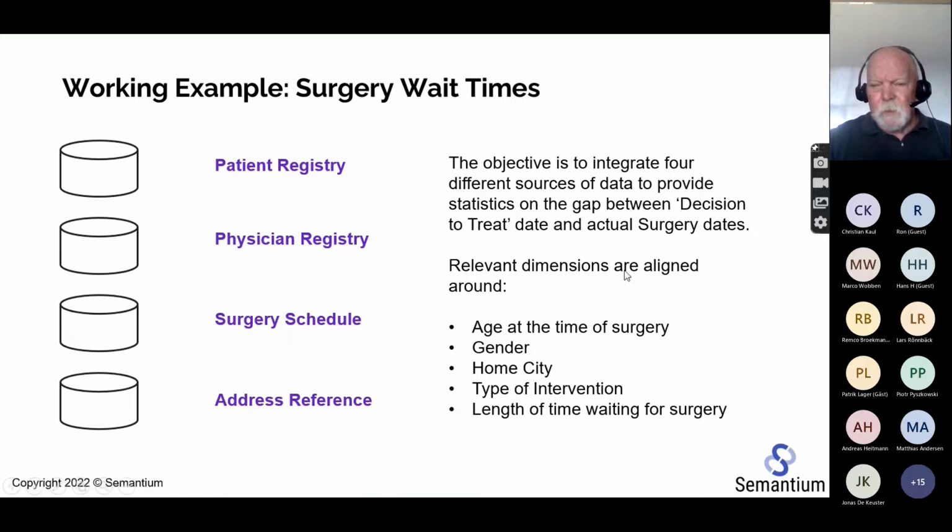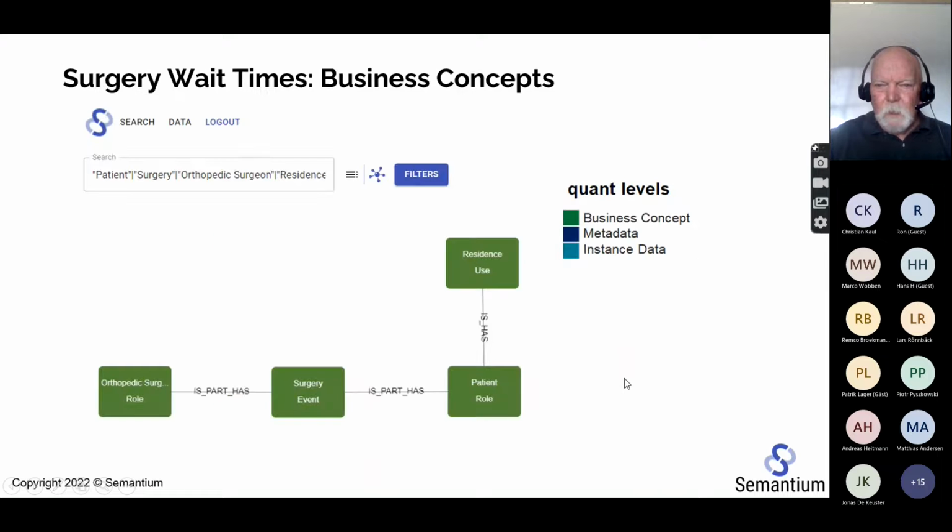These are the relevant dimensions or facets. They wanted to know age at the time of surgery, gender, home city, the usual suspects. How old were these people, gender analysis, that type of thing. Where do they come from? What type of surgery do they have, etc.